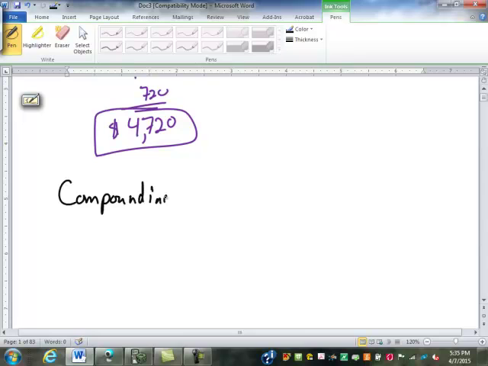What compounding is, every little while they're going to figure out the interest and add it to the balance. And then from then on, the new interest is going to be calculated on that new balance. So the reason it's compounding is there is interest on top of interest. The interest is compounded on top of itself.